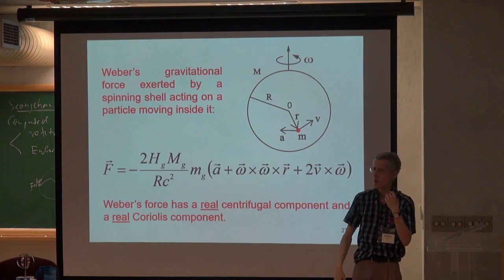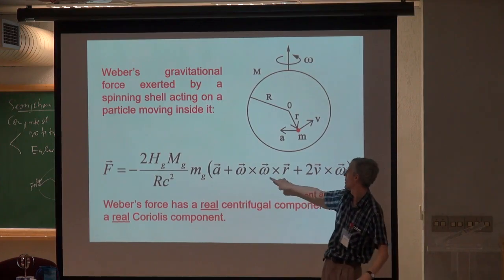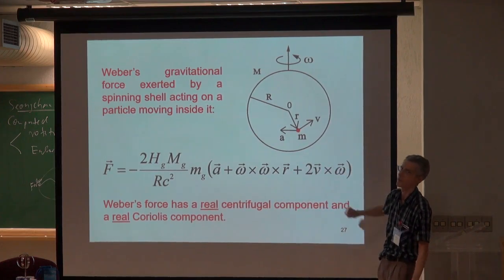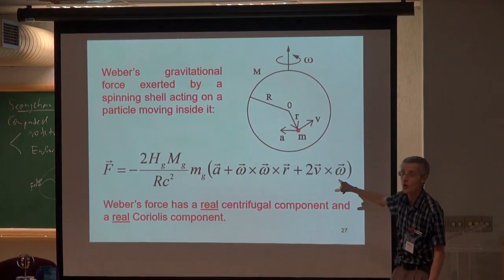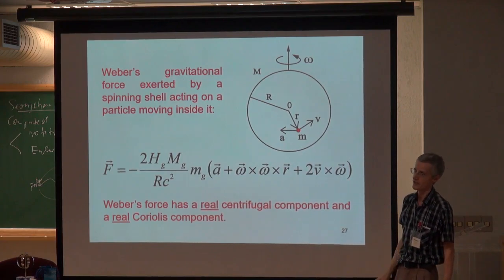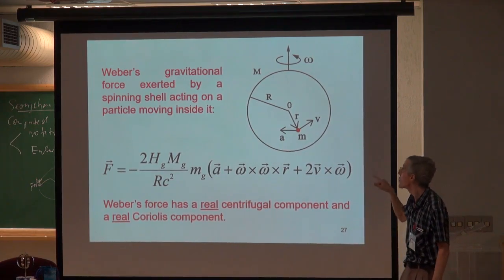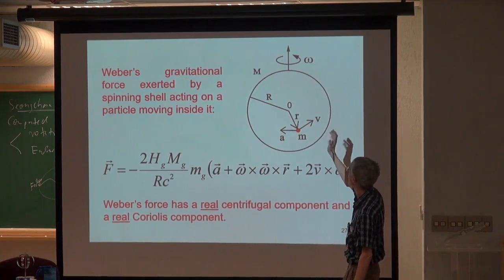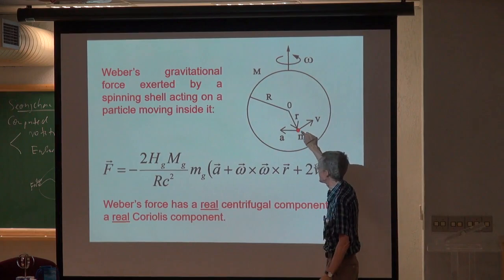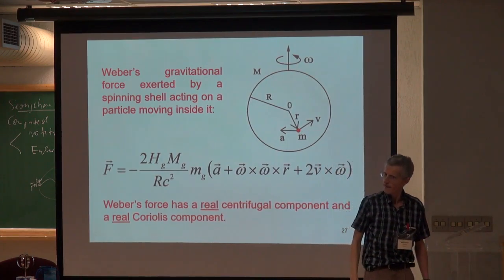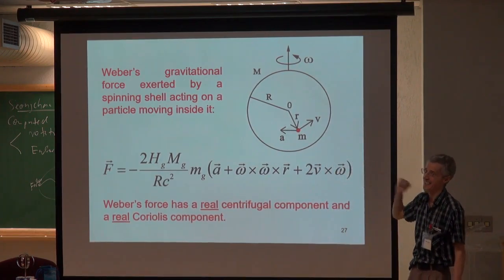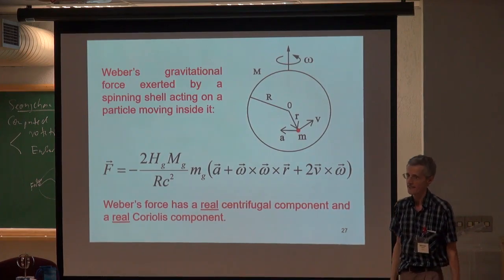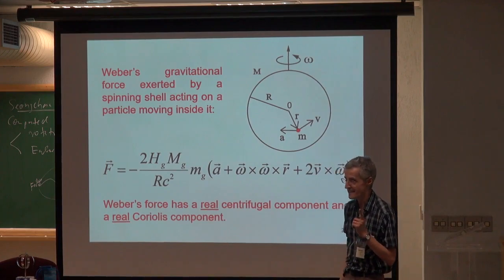For those of you who remember mechanics, this is what we call centrifugal force. This is what we call Coriolis force. But these are no longer fictitious forces. These are real forces, gravitational forces, exerted by the spinning shell on an internal test body. That comes out exactly like that from Weber. In Newtonian mechanics, that comes out 0.